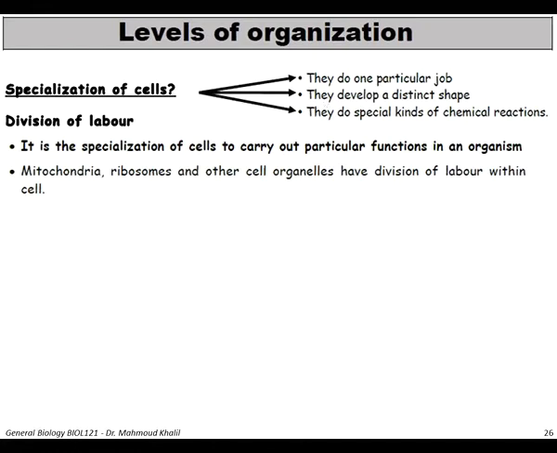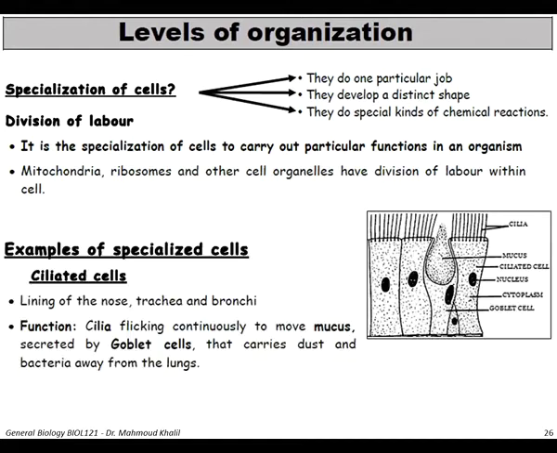So starting from the cells, you have some specialized cells. What's the meaning of specialization of cells? Some cells do one particular job, so they develop a distinct shape and do a special kind of chemical reaction. When these cells are grouped, there is a division of labor. So there is a specialization of the cells to carry out a particular function in an organism. You can see as well, each cell contains mitochondria, ribosomes, and other organelles which have another division of labor within the cell.